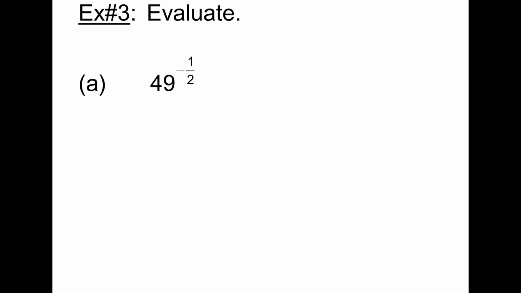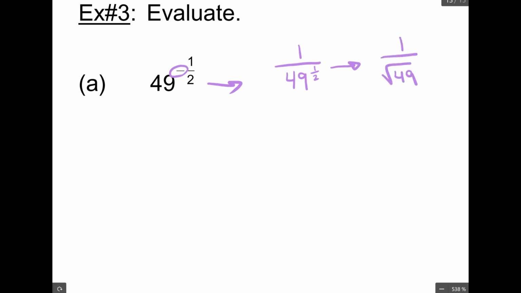Alright, so let's evaluate 49 to the negative 1/2. This negative, we know from rules of exponents, means we're going to switch to be on the other side of the fraction. So this is the same thing as saying 1 over 49 to the 1/2 power. Also, we know the 1/2 power is the square root. 1 over the square root of 49. We know the square root of 49 is 7, so it's just going to be 1/7.